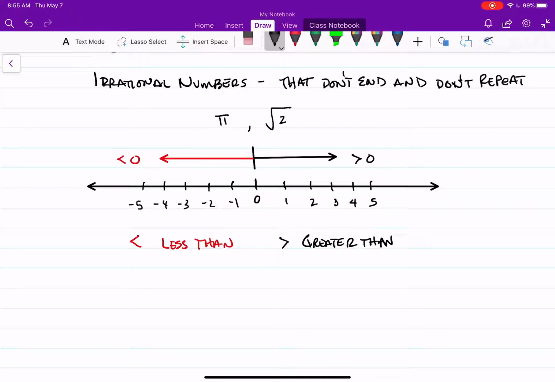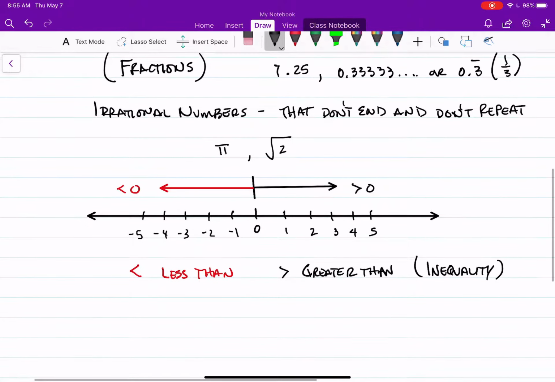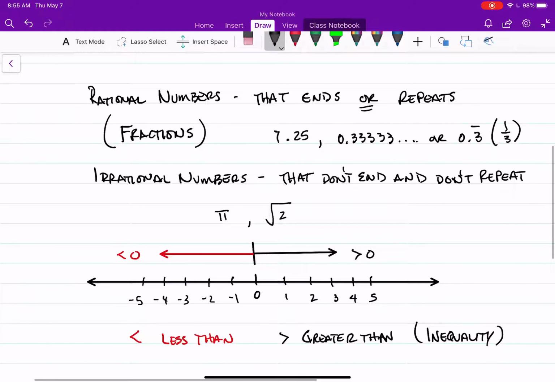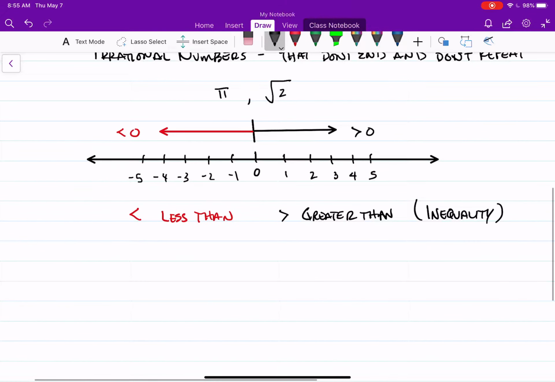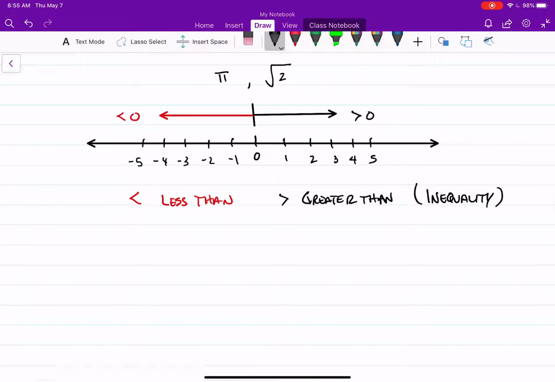And we'll learn about more inequality type stuff, but essentially the category that this is going to be under will be inequality. Again, inequality is not the same as irrational, okay? So don't mix those two up.